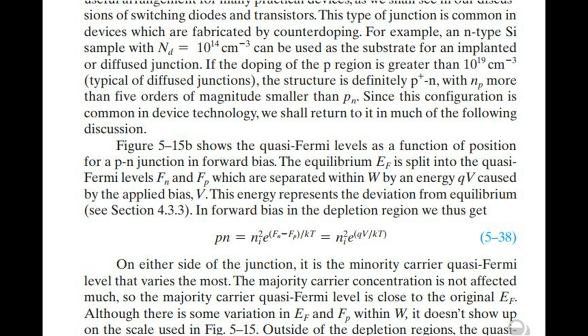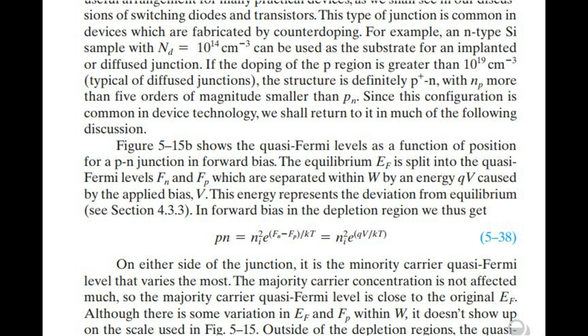Figure 5.15b shows the quasi-Fermi levels as a function of position for a P-N junction in forward bias. The equilibrium F is split into the quasi-Fermi levels Fn and Fp, which are separated within W by an energy qV caused by the applied bias V. This energy represents the deviation from equilibrium, see section 4.3.3. In forward bias in the depletion region we thus get, on either side of the junction, that it is the minority carrier quasi-Fermi level that varies the most. The majority carrier concentration is not affected much, so the majority carrier quasi-Fermi level is close to the original F.